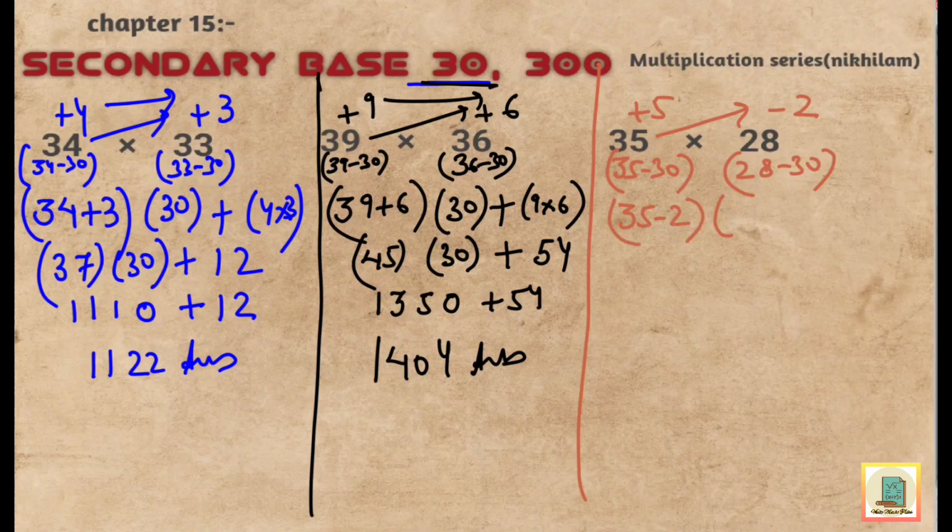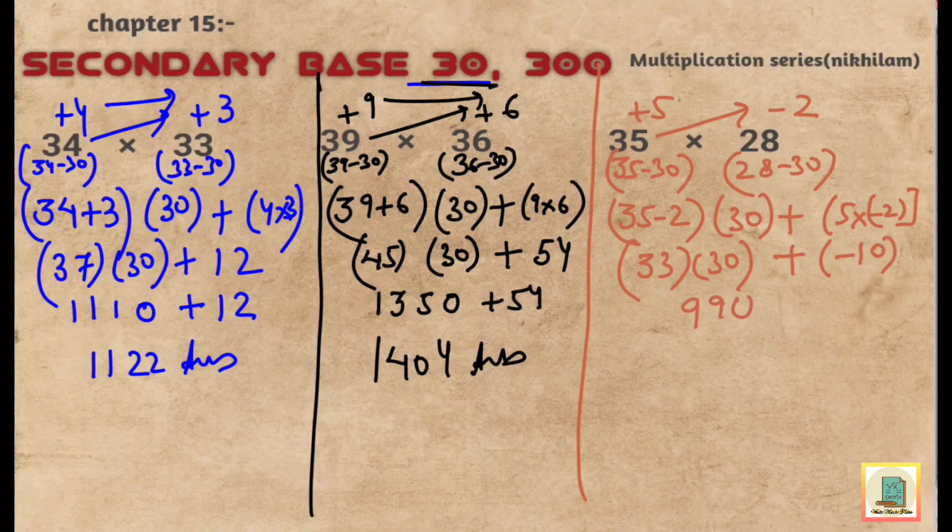Multiply with the base, which is 30. Plus multiply the deviations. So deviations are 5 multiplied by minus 2. So now here 35 minus 2 gives you 33. Multiply by 30 plus 5 multiplied by 2 is 10, and there's a negative sign, so minus 10. So 33 multiplied by 30 gives you 990. Plus minus is minus, so minus 10. So the final answer is 980.